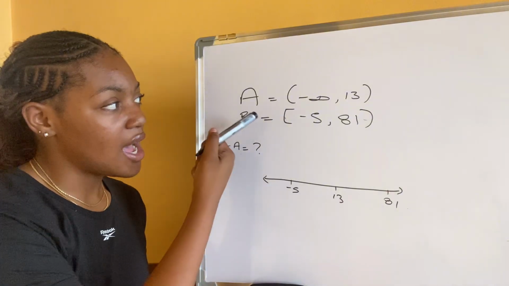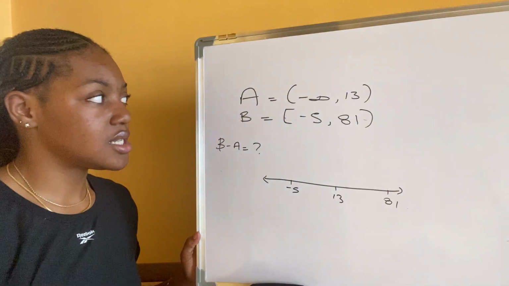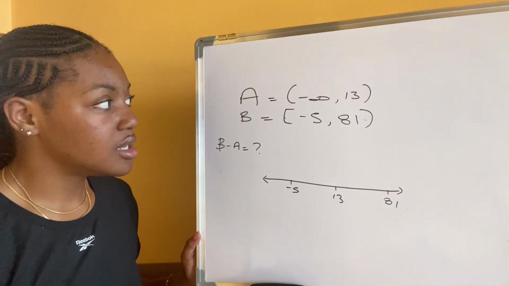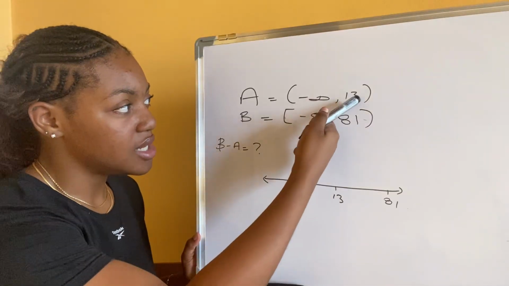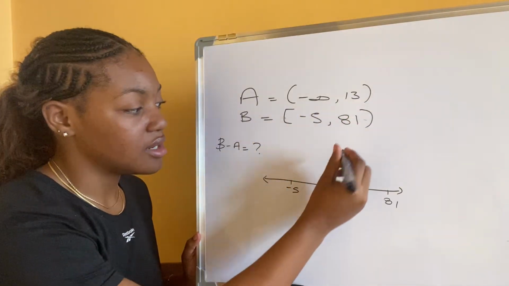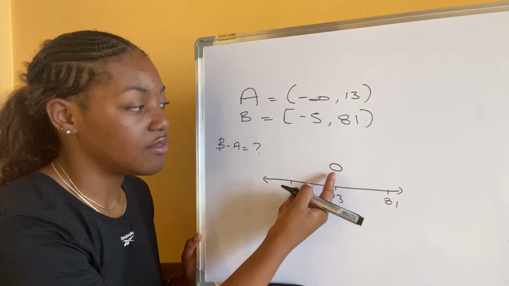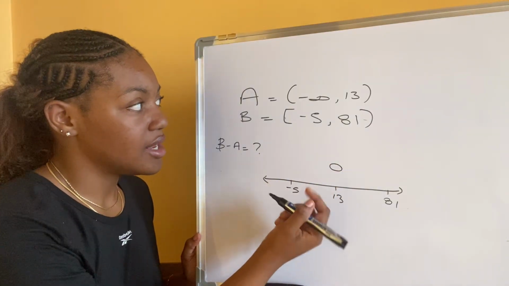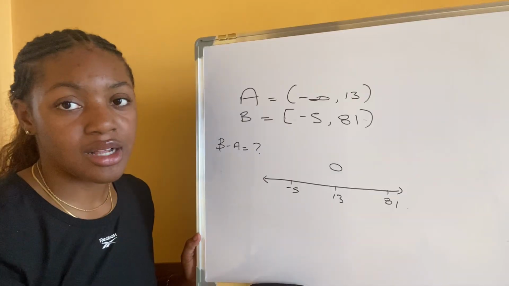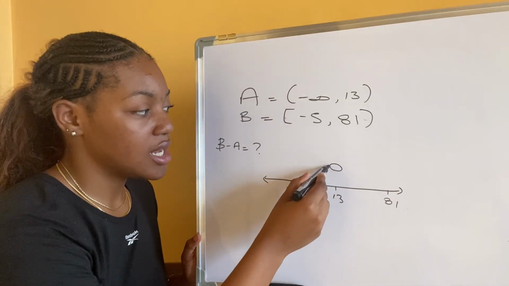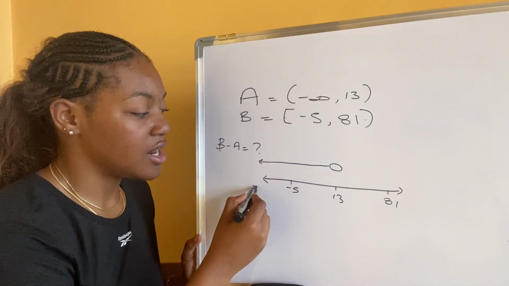We're gonna represent set A on this number line. So we'll go to 13. There's an open interval bracket there, so that means that it's not included. So we'll have the open circle, and this is negative infinity. So it's telling us that we're going in the negative infinity direction.